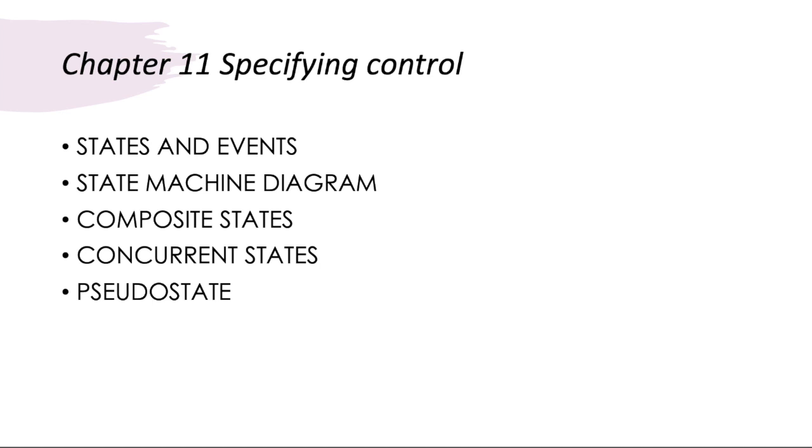Chapter 11: Specifying controls. In this chapter, we focus on five main things, which are states and events, state machine diagram, composite states, concurrent states, and pseudo-state.